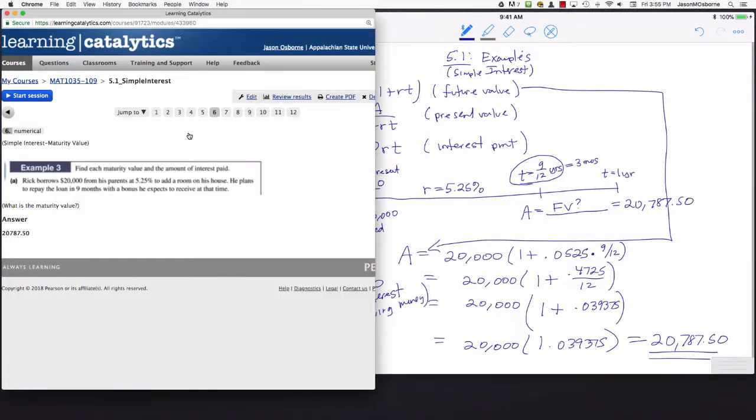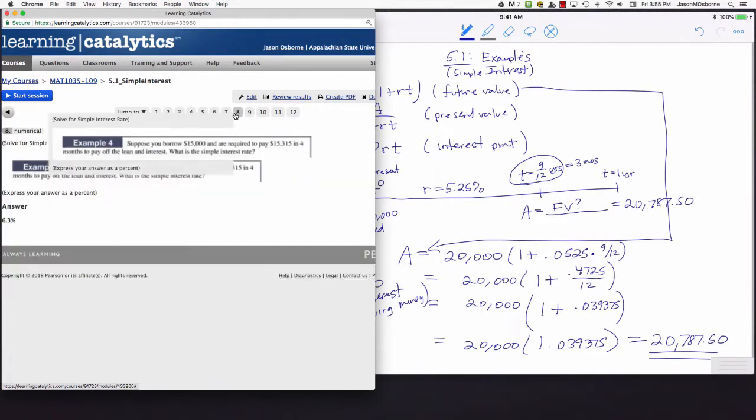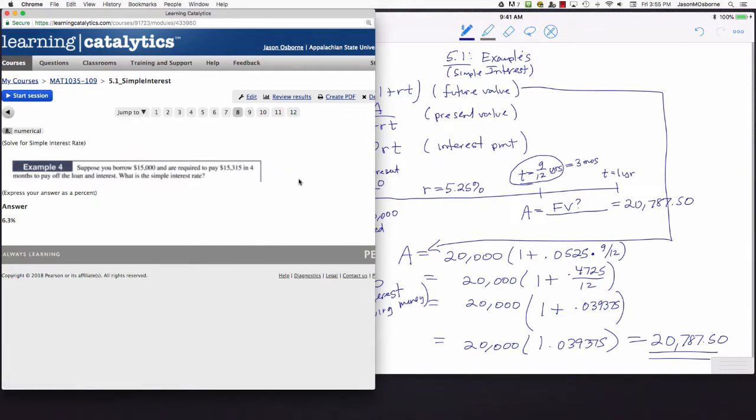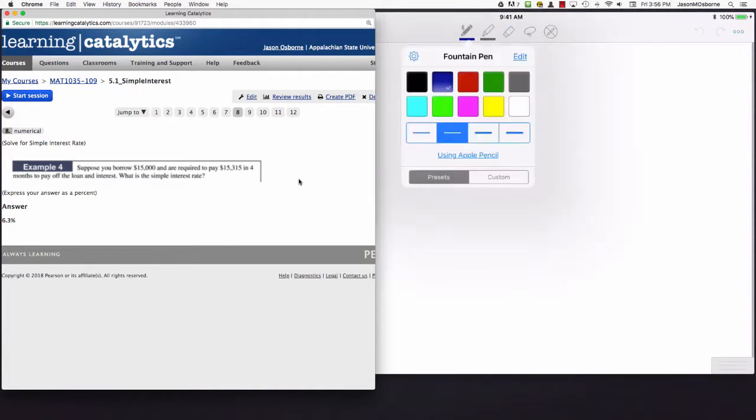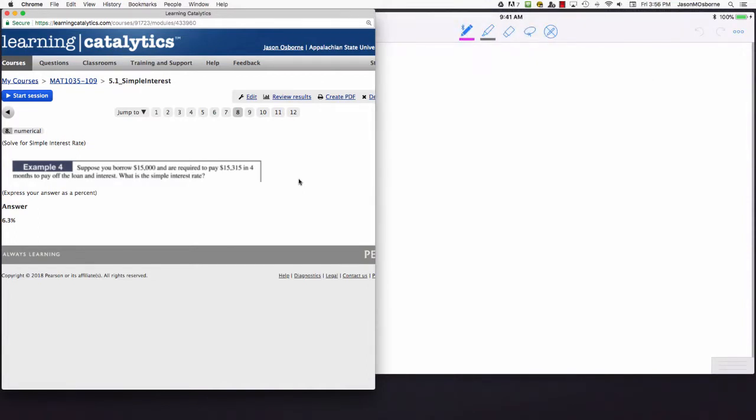I'd like to look at one more example of how these problems can be done a little bit differently, or an alternative way a question could be asked. Suppose you borrow $15,000, and let's assume that you're borrowing that in the present. And you know that in 4 months' time, if this is 1 year, in 4 over 12 years, something interesting happens: you are going to be required to pay $15,315 in 4 months.